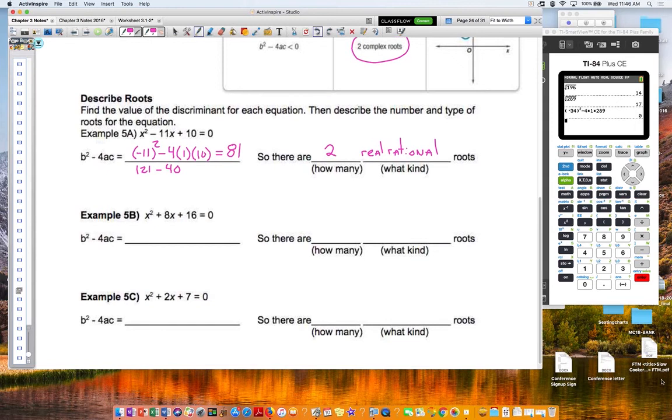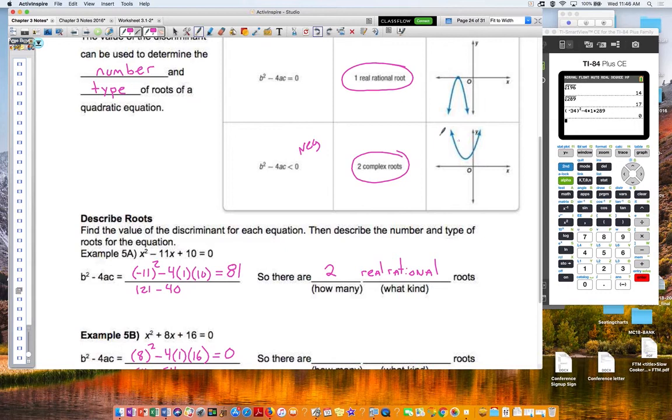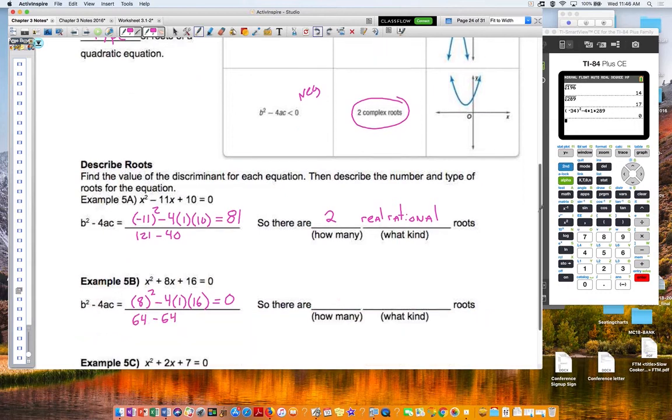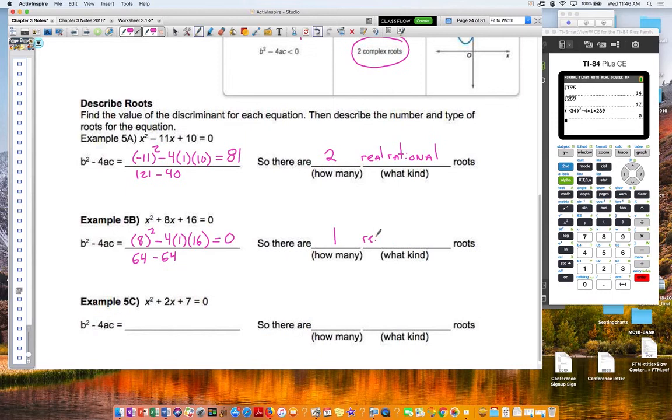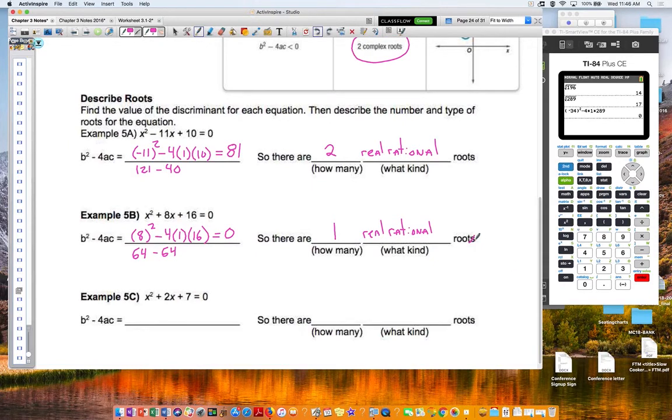So we do the same thing for the next one. b squared, so I'm going 8 squared minus 4 times 1 times 16. 8 squared is 64, minus 4 times 1 times 16 is also 64. That gives me 0. So if I look back up here, when that discriminant equals 0, I get 1 real rational root, or roots. In this case, it's just a root.